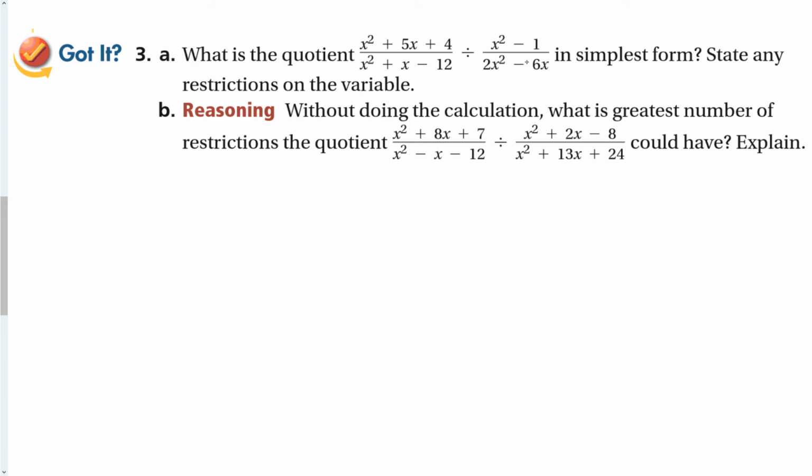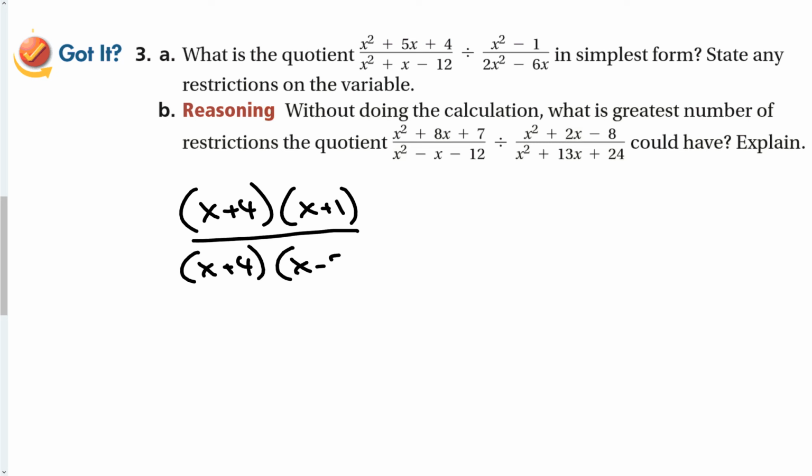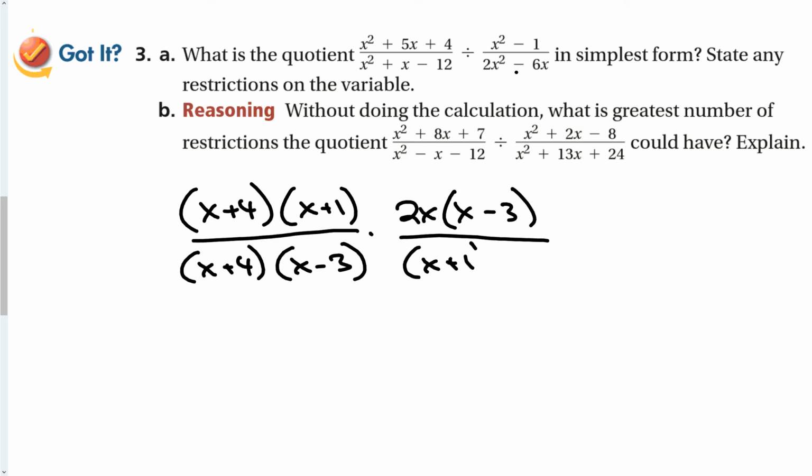Okay, so let's factor it. That would be x plus 4, x plus 1, factors of 12 that subtract to give you 1. So that's x plus 4, x minus 3, times, I'm just going to flip these over. I can factor out a 2x from this, and that leaves me with x minus 3 over x plus 1, x minus 1. Okay, x minus 3 cancels with x minus 3, plus 4 with plus 4, plus 1 with plus 1.